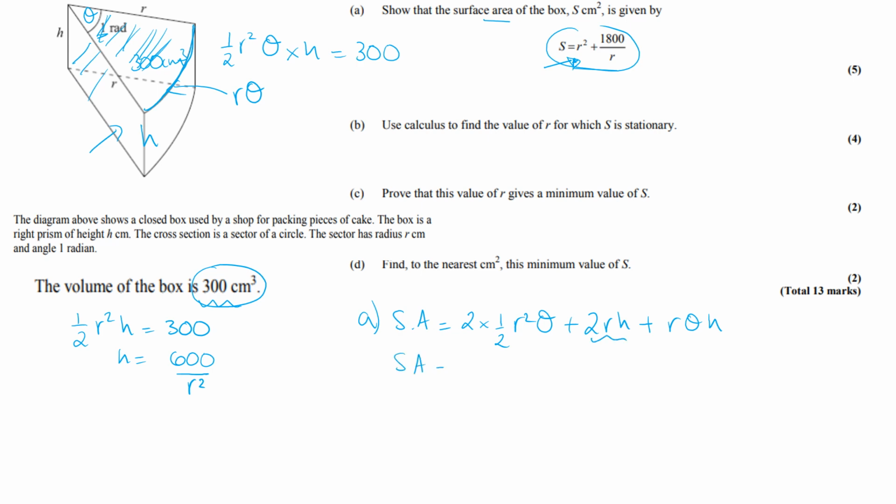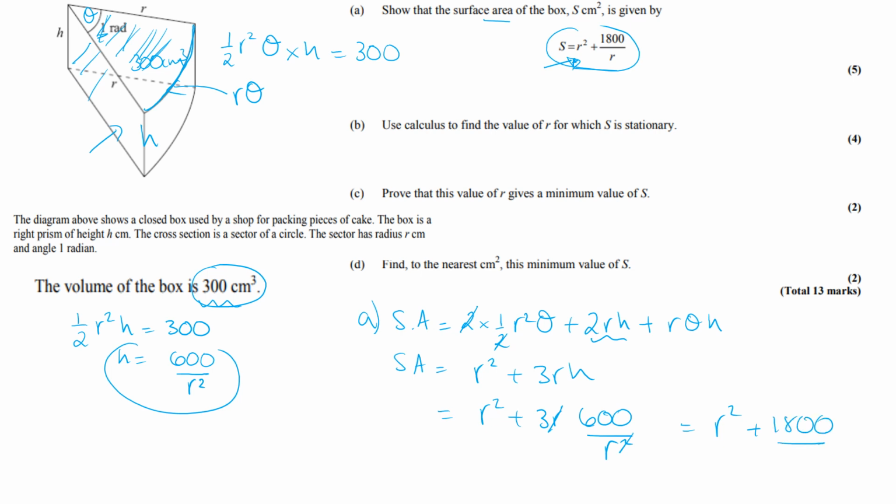So the surface area is, we can cancel these 2's, r squared theta, and theta is 1, so that's r squared plus 3rh. And what was rh? From over here, it's going to be r squared plus 3r times h, which is 600 over r squared. The r's here will cancel, and we get r squared plus 1800 over r.